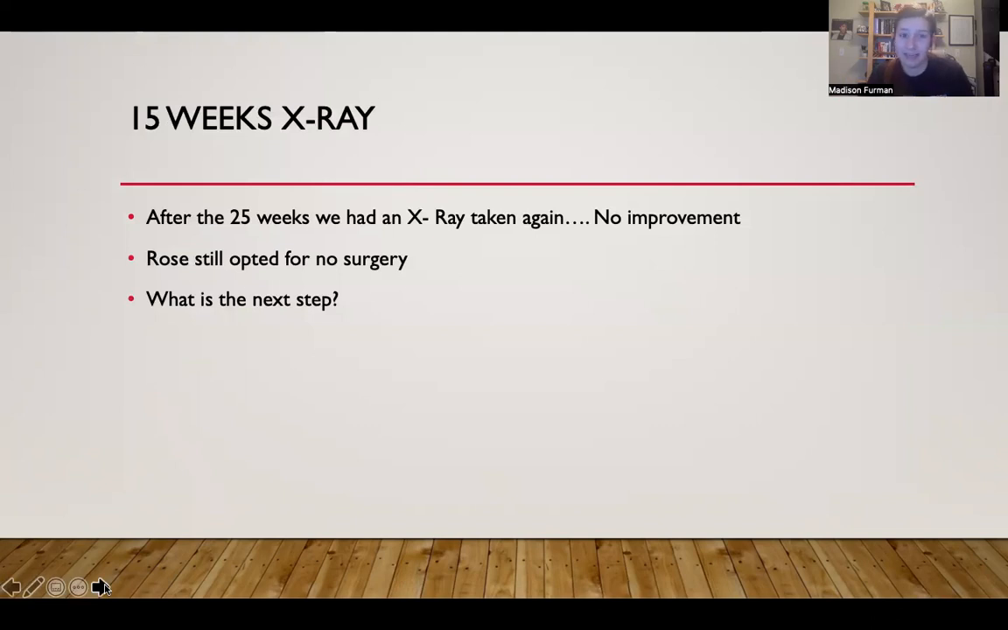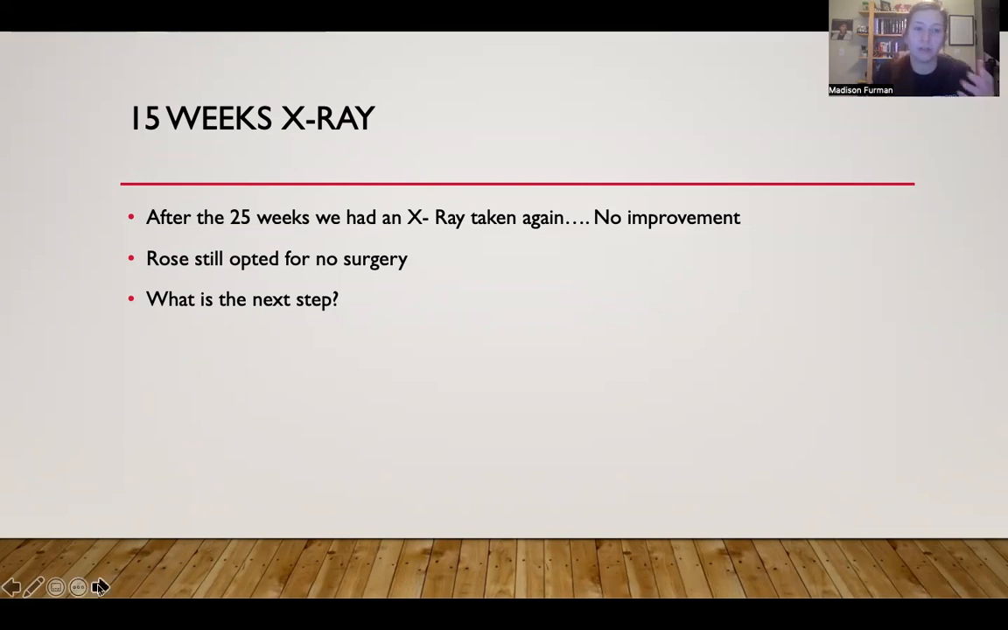Okay, so like I said, after 25 weeks, we had an X-ray again. There was no improvement. Like I said, Rose opted for no surgery. So we're thinking no surgery. So like I said before, day by day is how we're taking this. We're just trying to get it to the point to where we can help her to the best of our abilities and still help her to play and live out her senior year, but minimal pain if possible.